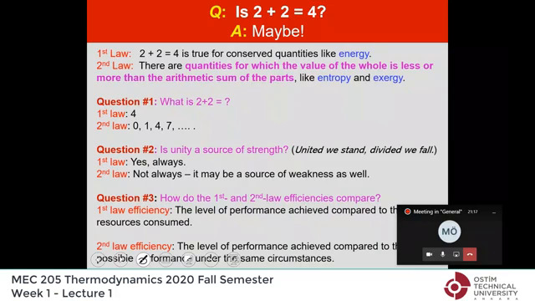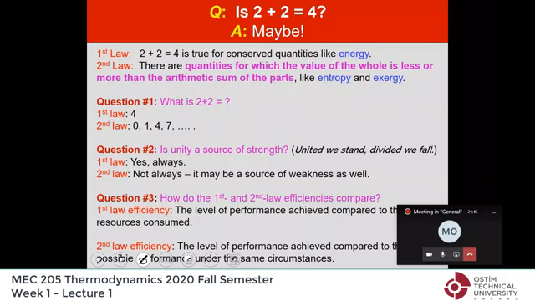Now, the second law says, well, it may be 4, it may be 0, it may be 7. Why? Because the second law doesn't deal with conserved properties. So the understanding of the second law gives you another dimension in thinking. There are things that go into non-existence, unlike mass and energy, and there are things that are created out of nothing. The second law deals with such quantities.